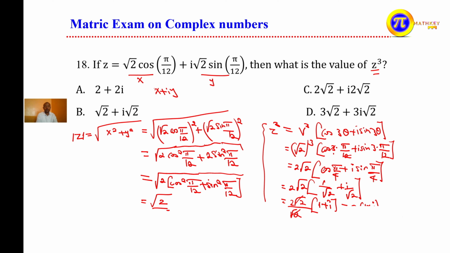So our answer, or the value of z cubed, is 2 plus 2i. Which one is in the choices? Choice A is the correct answer.